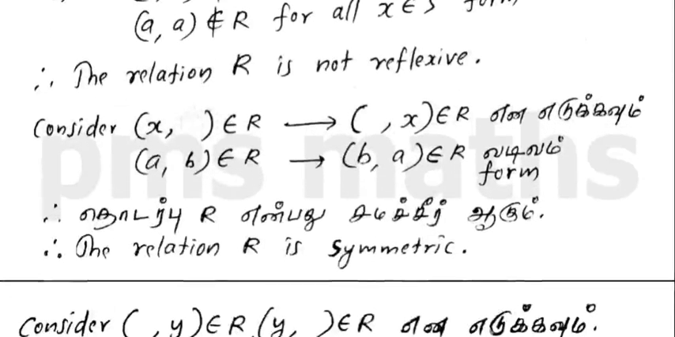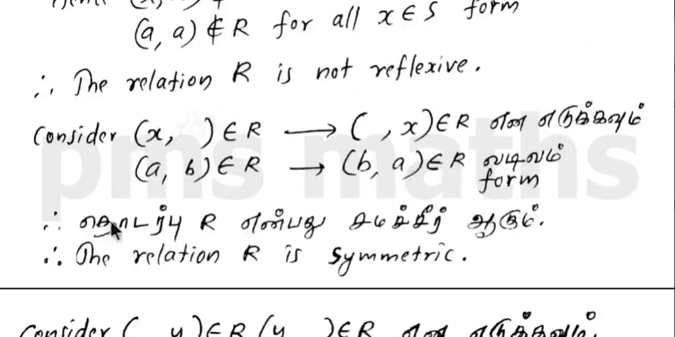Therefore, the relation R is not reflexive. Then consider (x, y). Here there is no number. That means this is a null element. This null element belongs to R. Here R is the null set. Here the null element belongs to the null set. Then take the general condition: (A, B) belongs to R gives (B, A) belongs to R. This is the condition for symmetric relation. This condition is satisfied. Therefore, the relation R is symmetric.